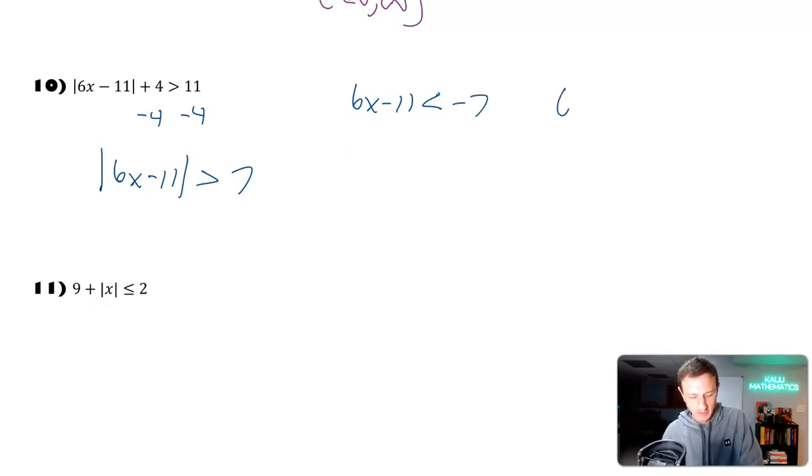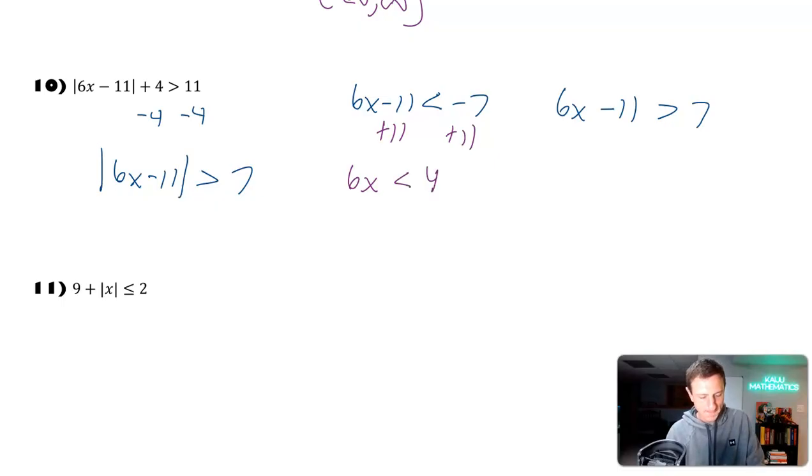And then we're going to say 6x minus 11 is greater than 7. So let's go ahead and solve these. I'm going to add 11. It's 6x less than negative 7 plus 11, which is 4. Divide by 6, x is less than 2/3. 4 over 6 is 2/3. 2 goes into 4 twice, 2 goes into 6 3 times.